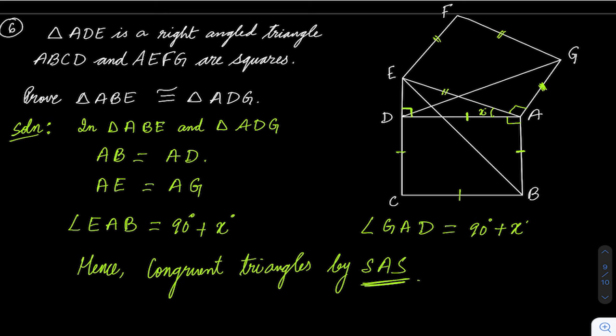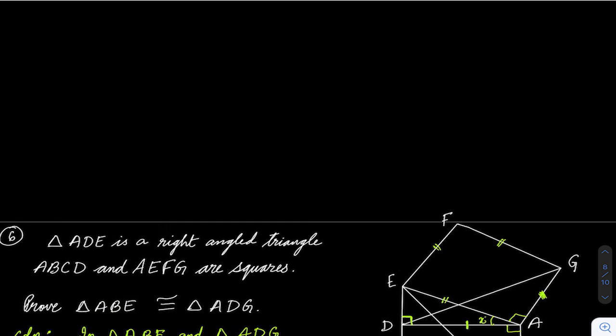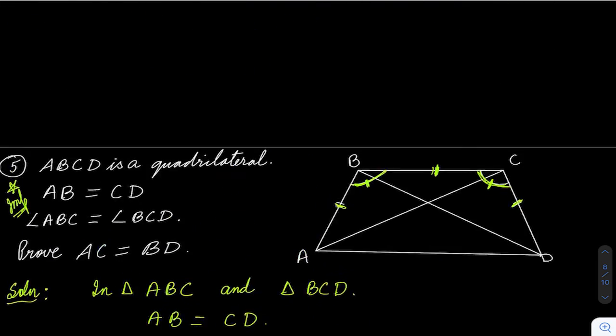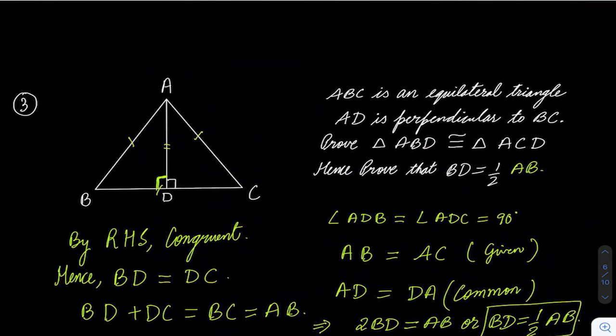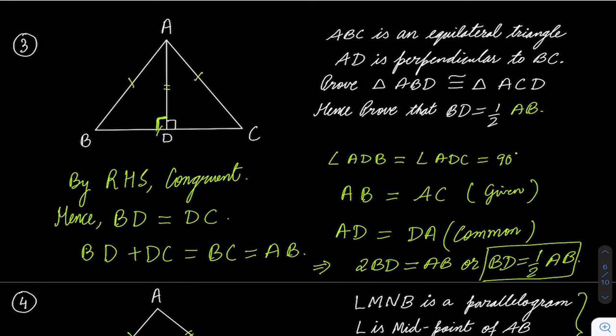So that's all for this. So this is how to apply these congruency rules: SAS, ASA, AAS, RHS and SSS in different questions. So I hope you understand this and you can do very well in your congruency test.